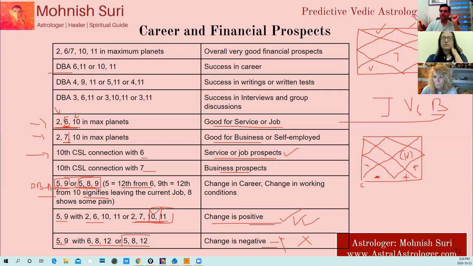12th house. 1, 2, 3, 4, 5, 6, right? The 12th house is 6 from 7. And what is the 11th house from 7?